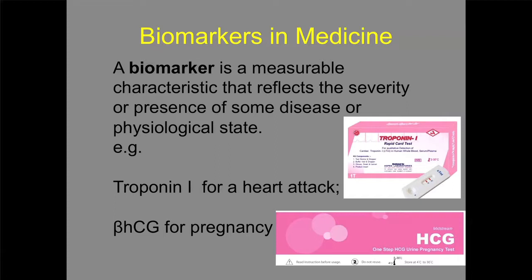One is troponin, which is used to diagnose a heart attack. A very specific marker for that. And the other is beta-HCG, which is used for determining whether a woman is pregnant or not. Again, highly specific. So there are many biomarkers that we use in medical practice, and many of them are extremely useful.